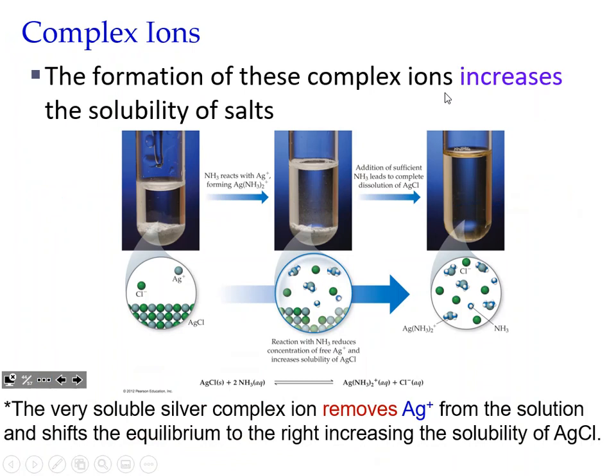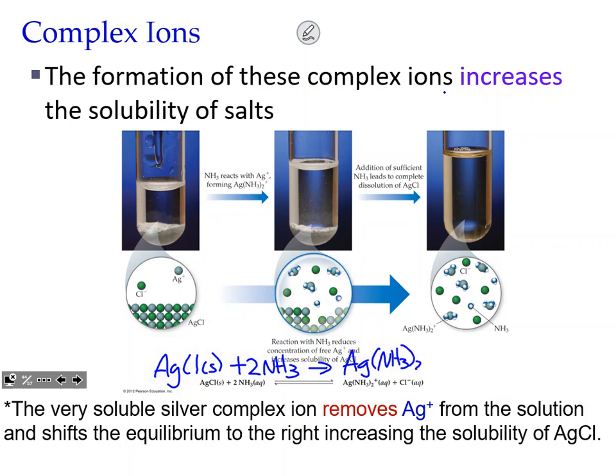So basically, the formation of complex ions in solution increases the solubility of an insoluble salt. And let's really think about this in terms of Le Chatelier's principle. It's kind of a simple idea here. If you have the silver chloride, I'm going to write it bigger because you can't see it very well, plus the ammonia, and it forms the silver ammonia complex, and some chloride here.